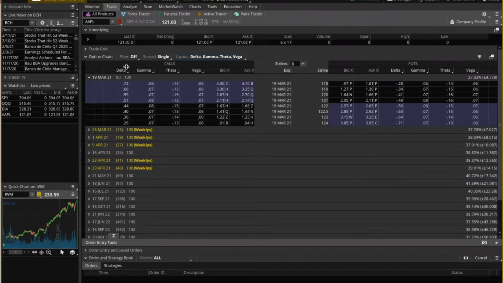I'm going to go over each one, and in each video we'll see, we might put them into separate videos. Delta is the rate of change for every dollar Apple goes up. I'm going to go into examples of what that means on your actual contract price. Gamma is the rate of change of delta for every dollar it goes up past a dollar, so $2, $3, $4. Theta is time decay.